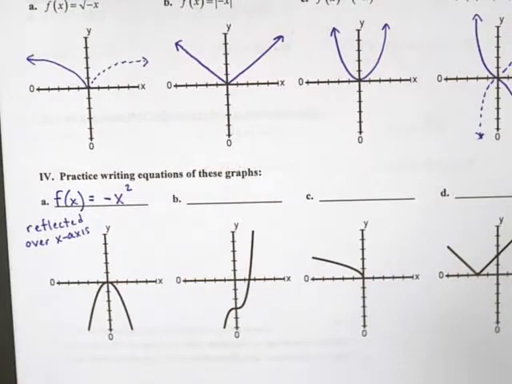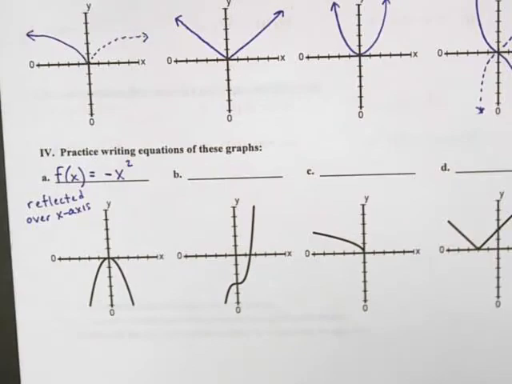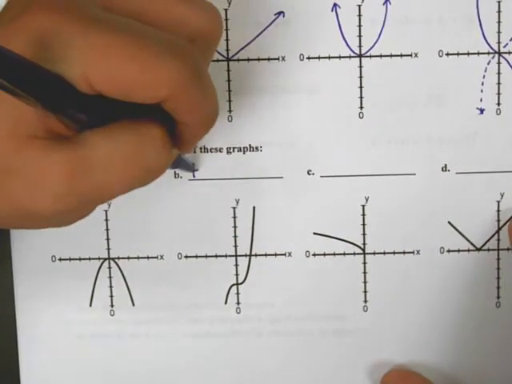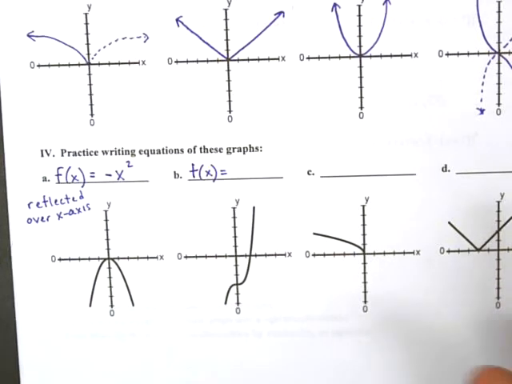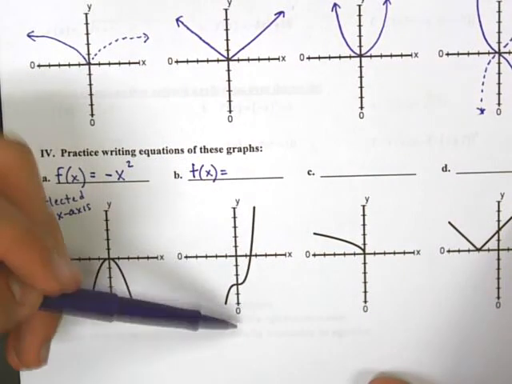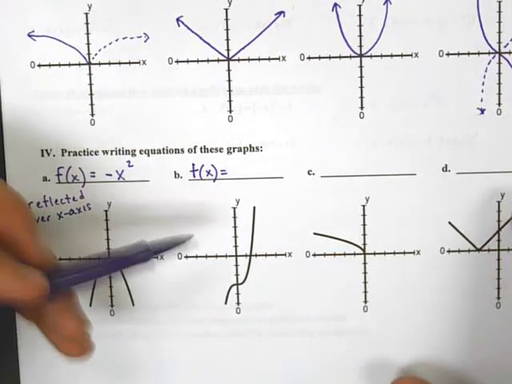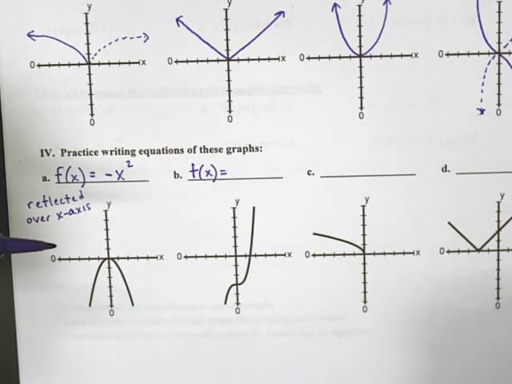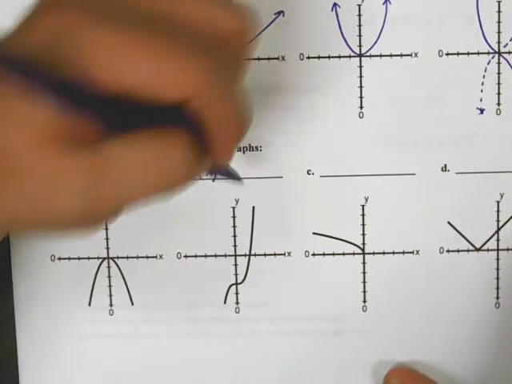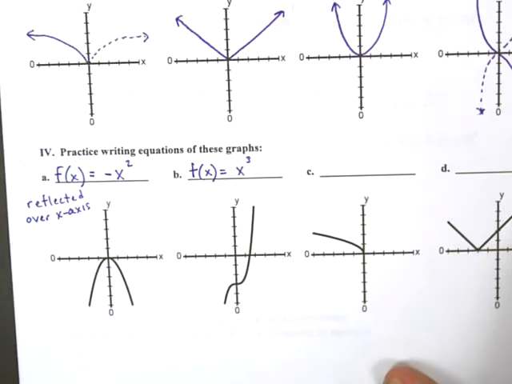How about this next one? This next one looks like a cube function. So f of x, it looks like it's a cube function. Now what happened to this one? It looks like it was shifted down. So we remember that because shifting down is a y transformation, whatever we add or subtract or multiply by is going to have to be outside of the function. So again, we said it was x cubed, and because it's going down 3 units, we subtract 3.